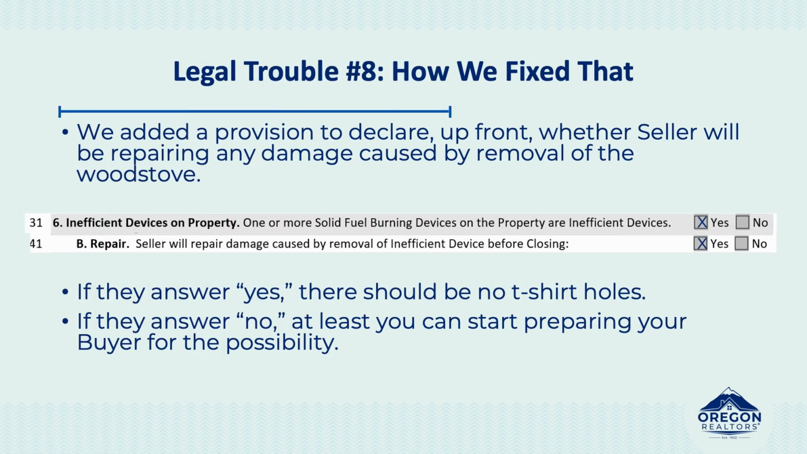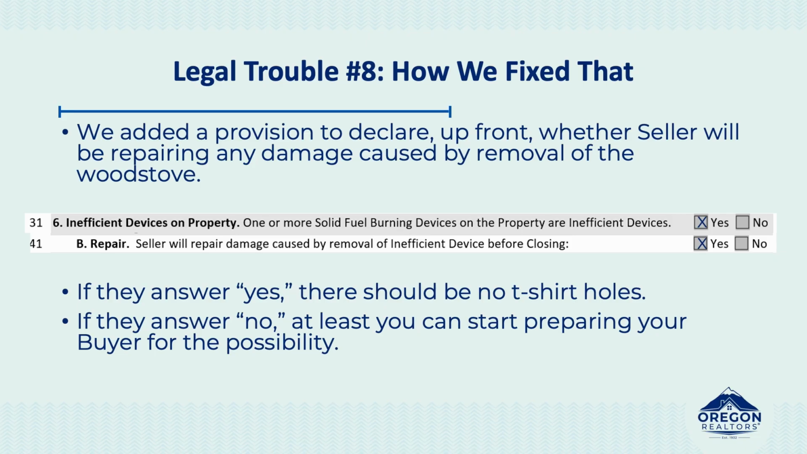And so in the Oregon Realtors forms, we do have in the wood stove addendum, hey, is there an inefficient device that has to be removed? Yes, no. Okay, if yes, does the seller plan to repair any damage caused by the removal of that inefficient device? If the answer is yes, they plan to remove it, then that's a seller obligation. There should be no t-shirts.